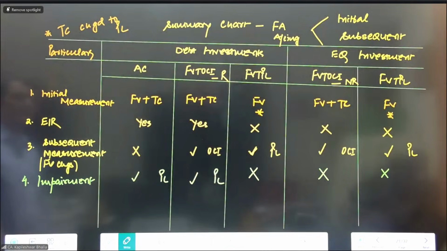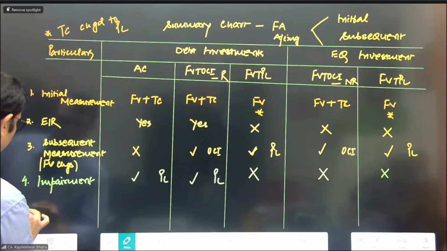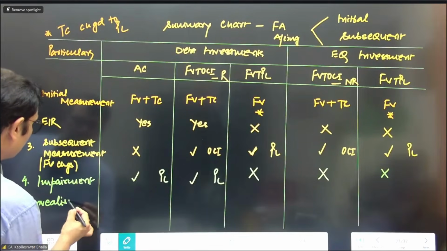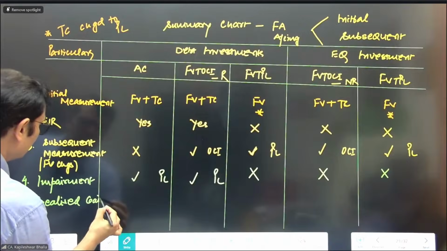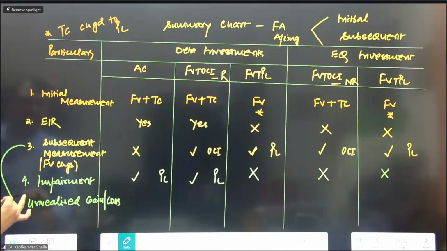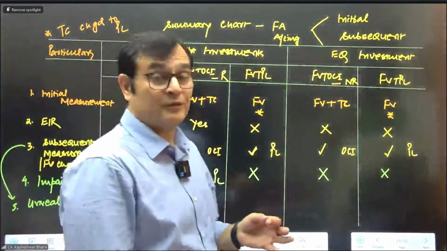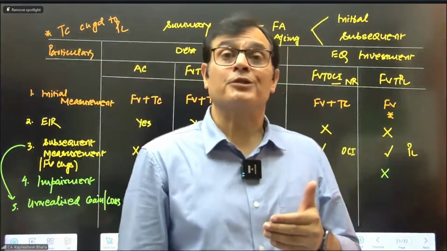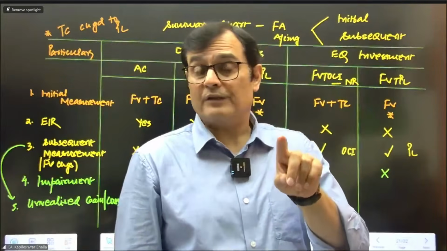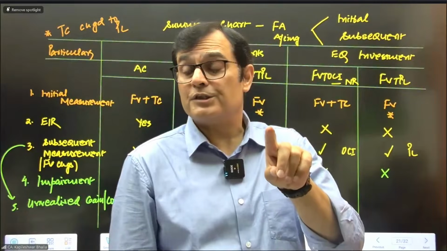Now, something interesting, which is subsequent; I want to put it in a different manner. So let's put it like this: there is an unrealized gain or unrealized loss. Indirectly, I'm linking point number 3 and 5. Point number 3 is talking in terms of fair value changes. Fair value changes are the unrealized gains and loss.